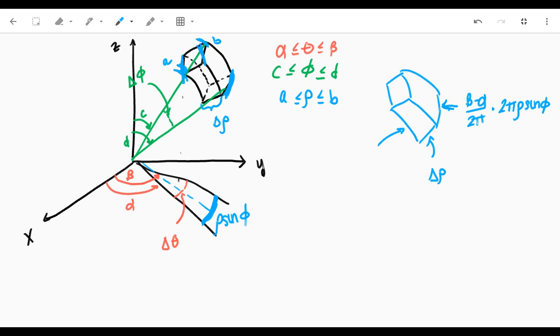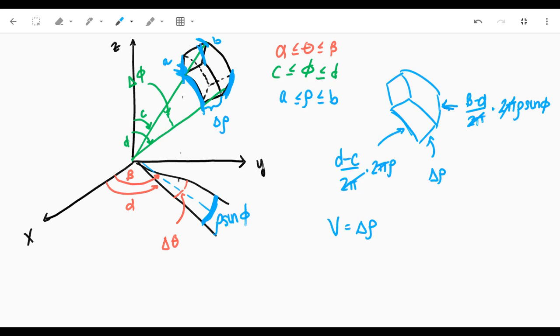We can do something similar for this piece right here, which goes along with this curve over here. Again, that would be the difference in the angles, so d minus c out of 2 pi times 2 pi r. Well, it's just rho there. So the entire volume would be delta rho. These 2 pi's will cancel out, and these 2 pi's will cancel out.